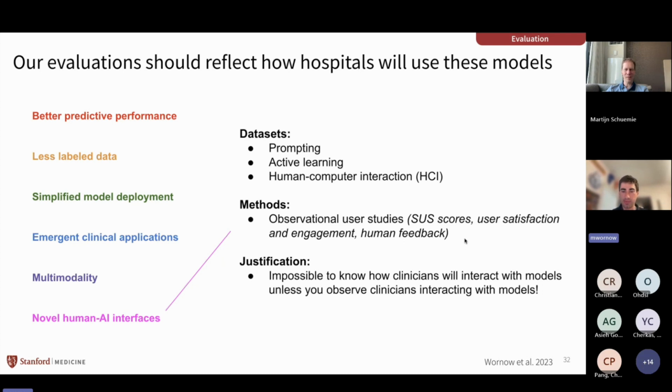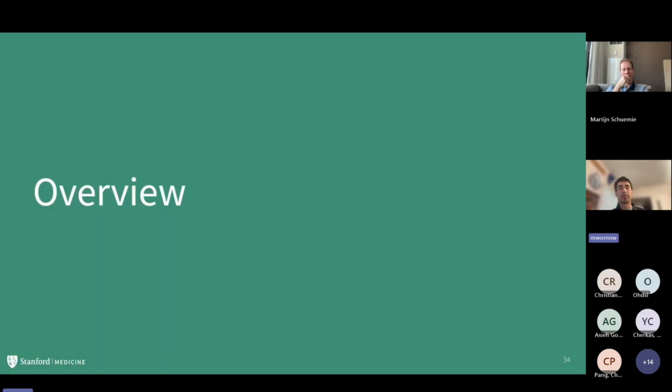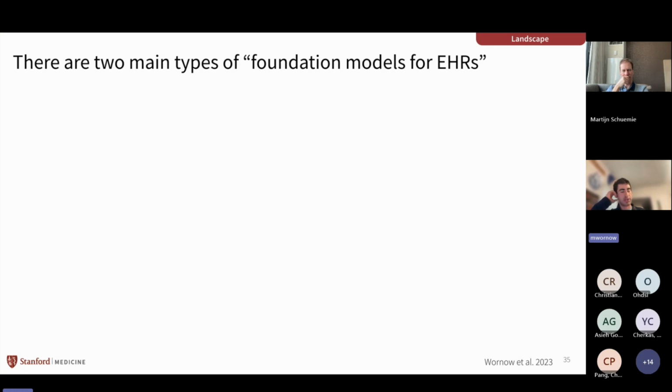Cool. So I guess that's a great segue then. I should actually start talking about models. So what is the landscape of foundation models? This was the other main thrust of the paper, which was just to see what is actually out there. As Martin noted at the start, there's a couple different types of foundation models for EHRs. What do we mean by that? What are the types of models we're seeing?